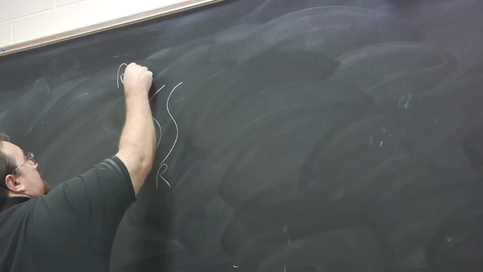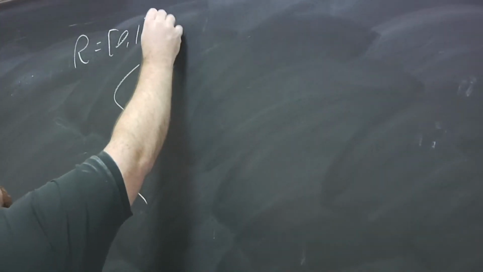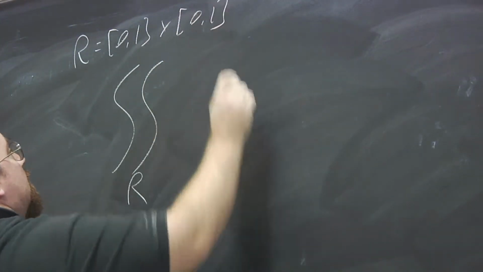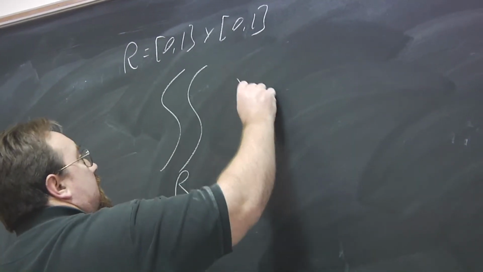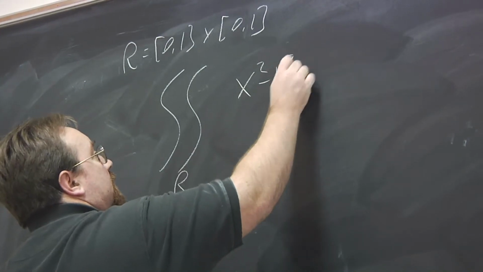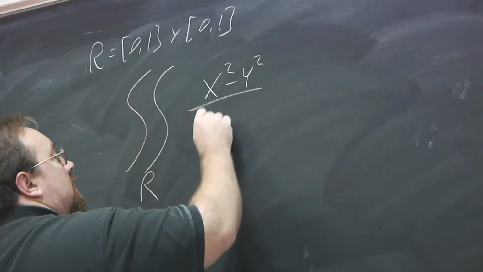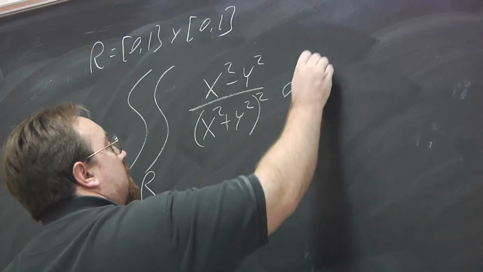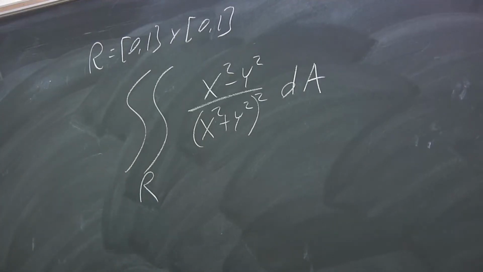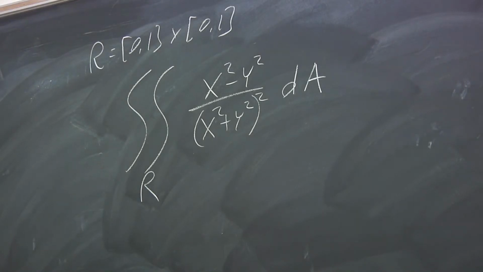So R will be this rectangle, 0, 1, 0, 1, and the function is going to be x squared minus y squared over x squared plus y squared squared dA. Now, we're not actually going to go through the whole laborious process of integrating this because we simply don't have that kind of time, but I will simply jump straight to the punchline.